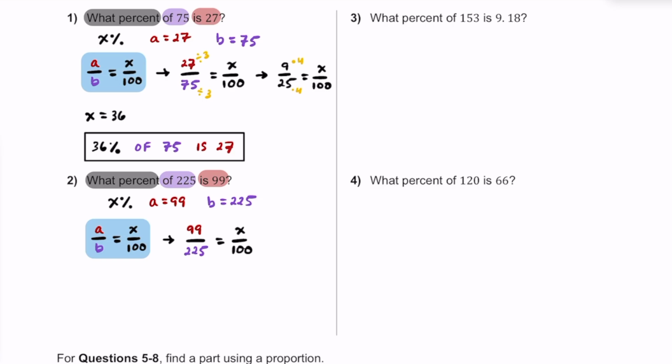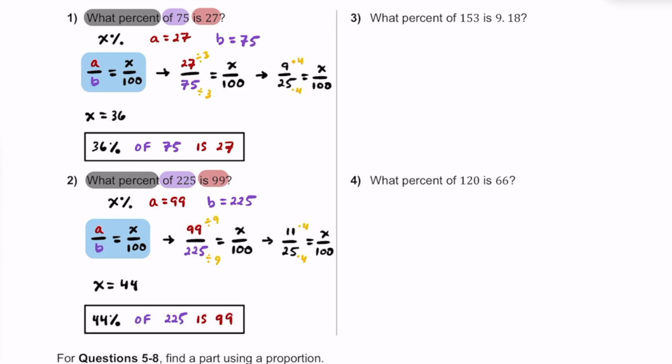Now, of course, you could use cross products if you would like to, again, but I'm going to divide these by a common factor that I am aware of. So I'm going to divide top and bottom here both by 9. If you do that, we're going to end up with 11 to 25 is equal to x to 100. And this one actually is pretty nice, just like the last one, where we can say, well, 25 times 4 and 11 times 4 is going to be this x value. So we're going to say here that x is going to be equal to 44. So we can conclude that 44% of 225 is 99.